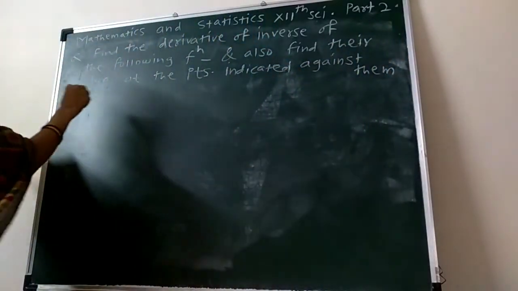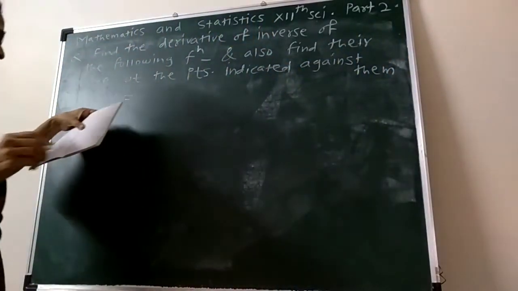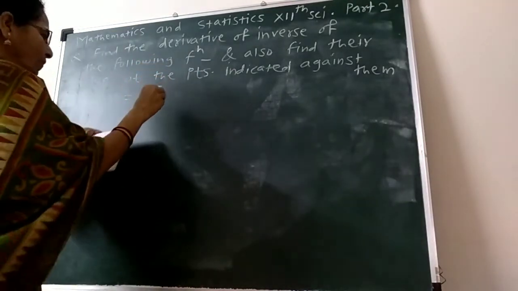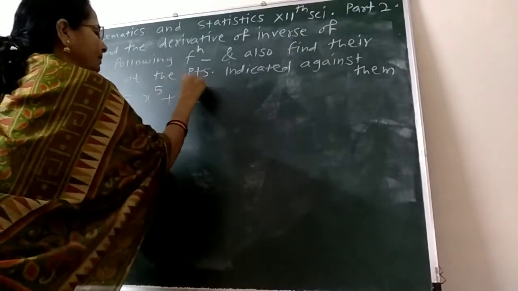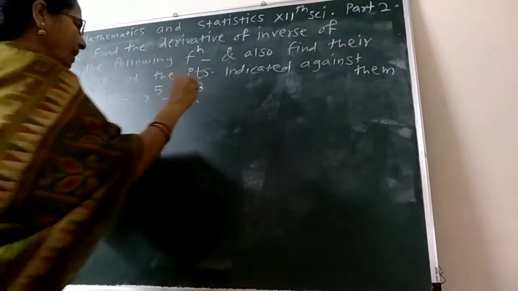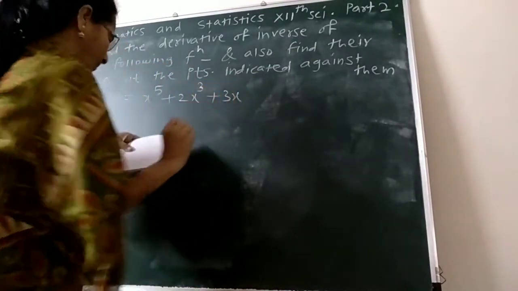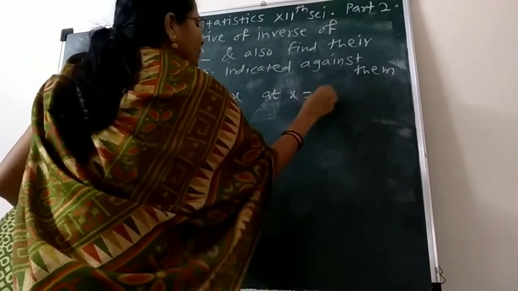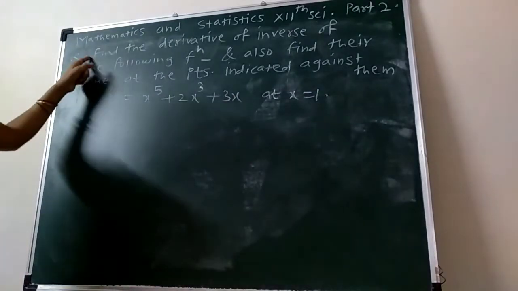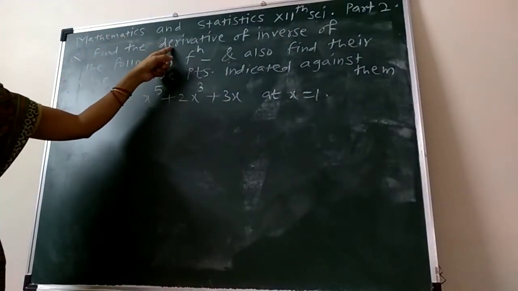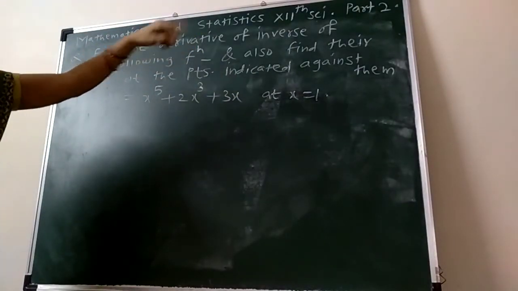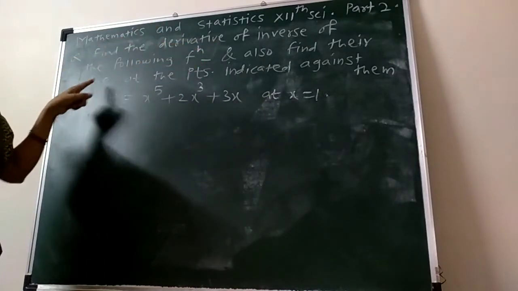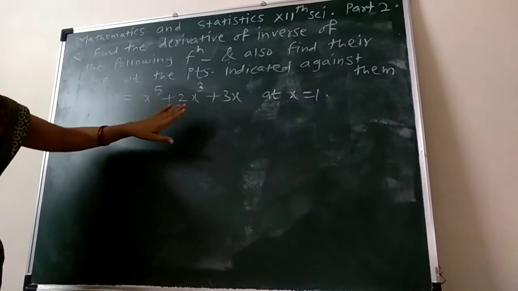The question given is y is equal to x raised to 5 plus 2x cubed plus 3x, at x equal to 1. Find the derivative, that means we have to find dy by dx of the inverse of the following function. Also find its value at the points indicated against them.